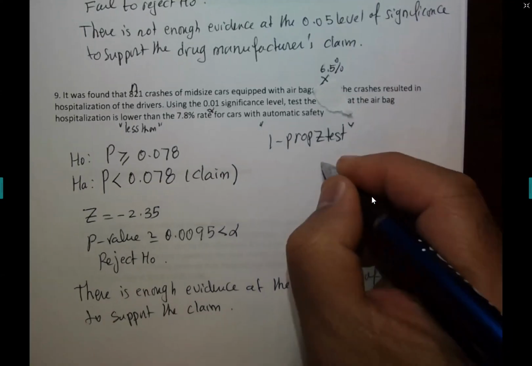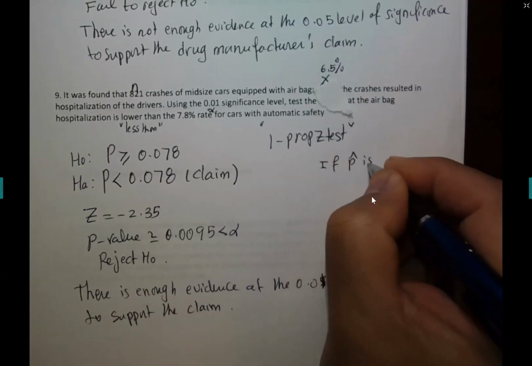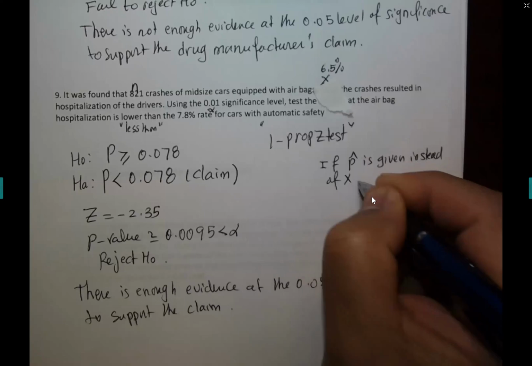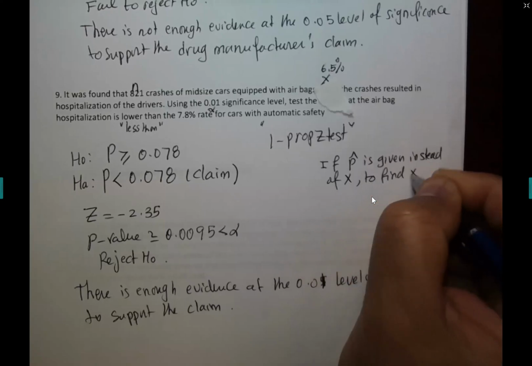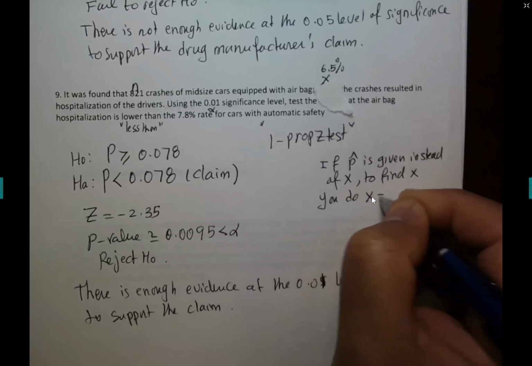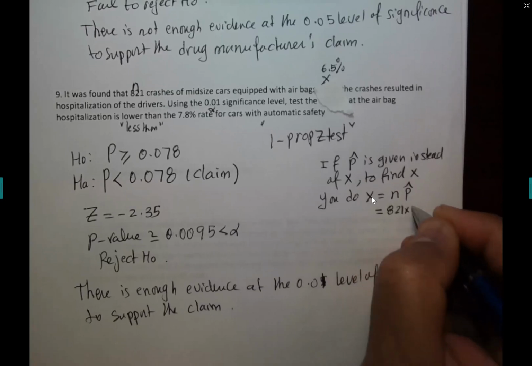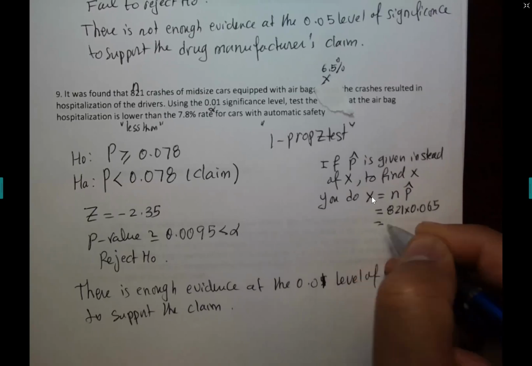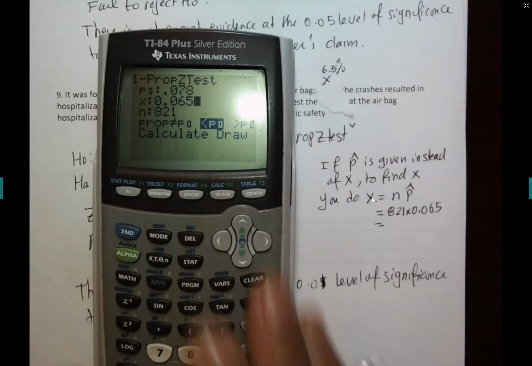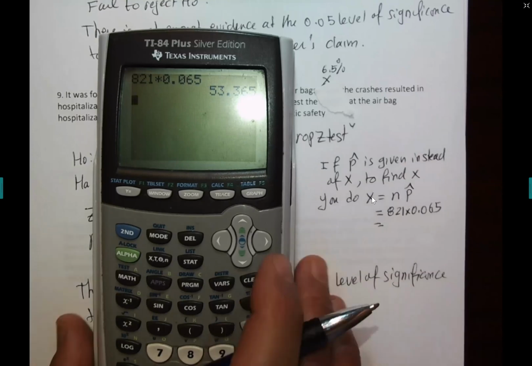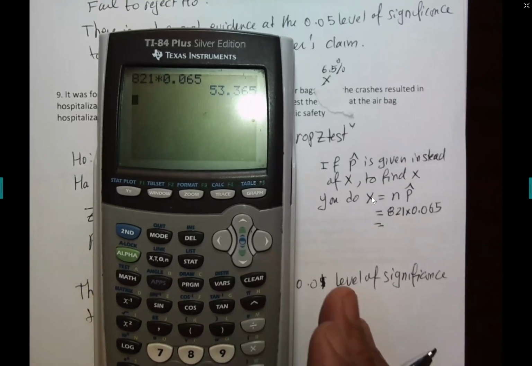So if P hat is given instead of X, to find X, you do X equals N times P hat, which in this case, let's say, is 821 times 0.065. But let me just do the math and see what number I'm going to come up with. 821 times 0.065. Okay, I got 53.365.